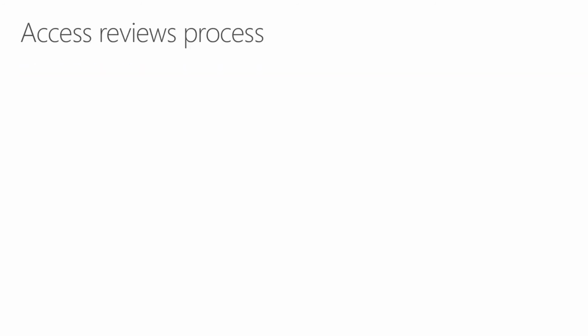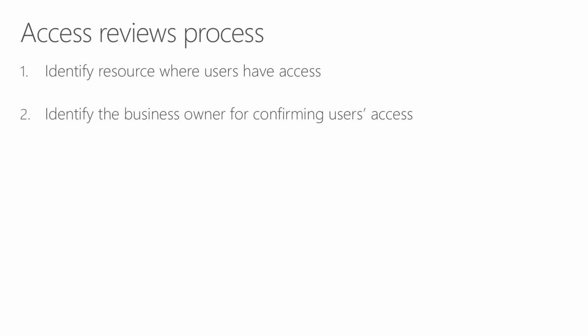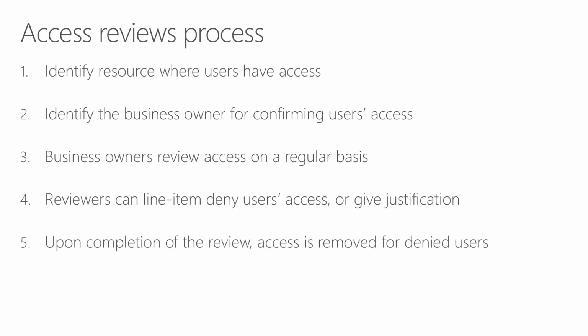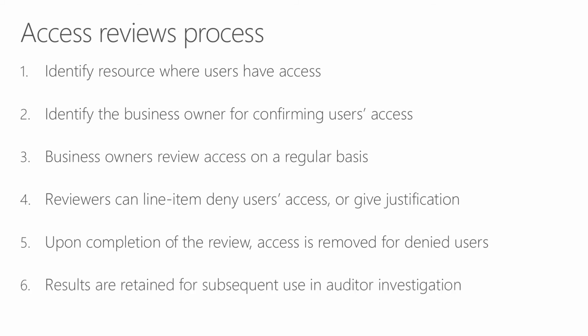Now, with the access review process, the first thing we do is identify the resources where the users have access. And then we identify all the business owners and who should be confirming access for that. Then we have the business owners review access on a regular basis. Access reviews are typically scheduled. And then they can go in line by line and either accept or deny users' access and provide justification if needed. When these reviews are complete, access is removed from all users that were denied, and all the results are subsequently logged. And then you can keep those for audit or compliance purposes in the future.